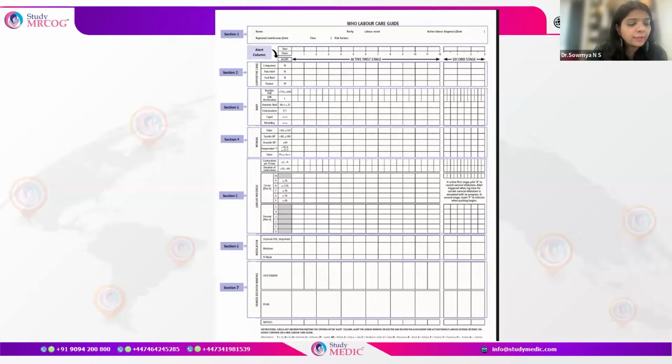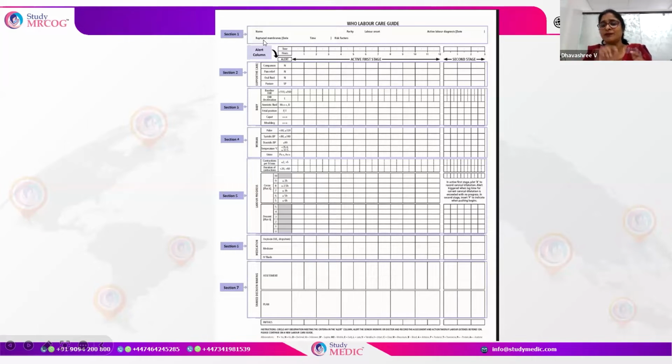Yes, I understand. Thank you. As you see here, there are 7 sections. The previous partogram, I'll come to that at the end once we go through this. This has 7 sections in it, and the first section is all about the patient. All the patient characteristics are to be filled in.